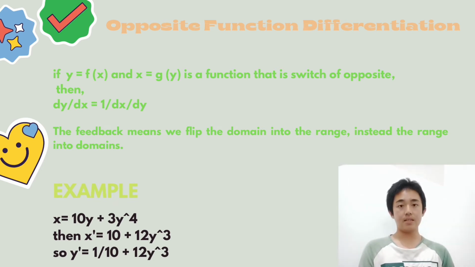And that leaves us, because we're going to find the derivative of y with respect to x. So what we're going to do is put 1 over 10 plus 12y cubed. This will make it right. So the answer for the derivative of y with respect to x is 1 over 10 plus 12y cubed.